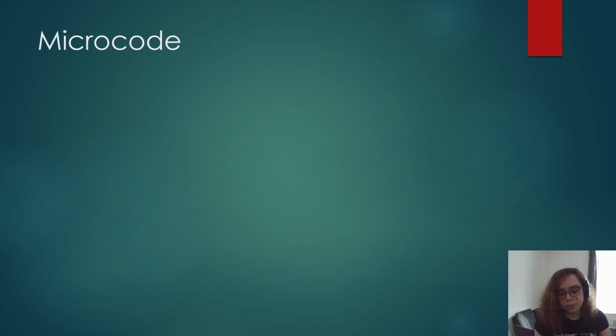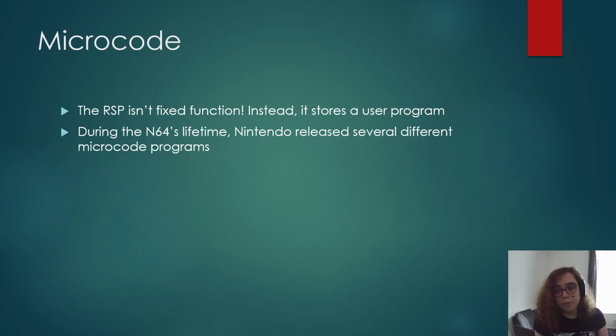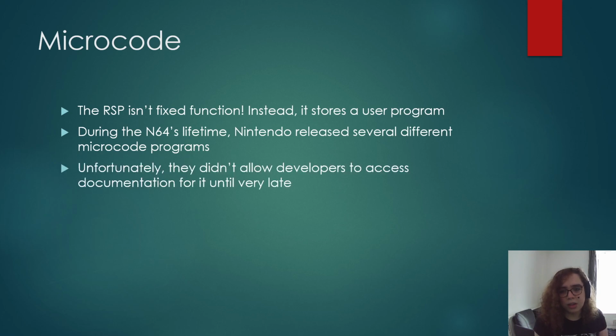I mentioned that the RSP is programmable here, and it's programmable using what's called microcode. Like I said, it's not fixed function. It's able to store a user program. One of the benefits of this is that during the N64's lifetime, Nintendo actually released quite a few different programs, with different optimizations in different ways. Unfortunately, they didn't give access to documentation for it until very late in the system's life cycle. So despite the RSP being quite a powerful architecture, the system wasn't able to utilize this properly because developers just weren't given access to it.